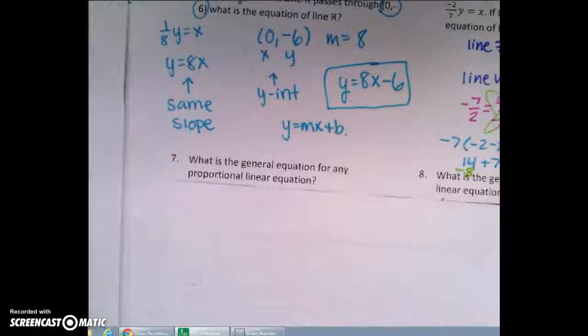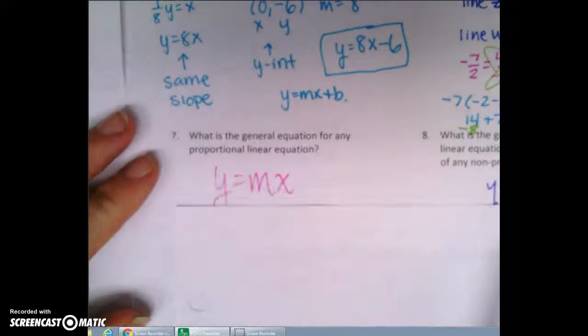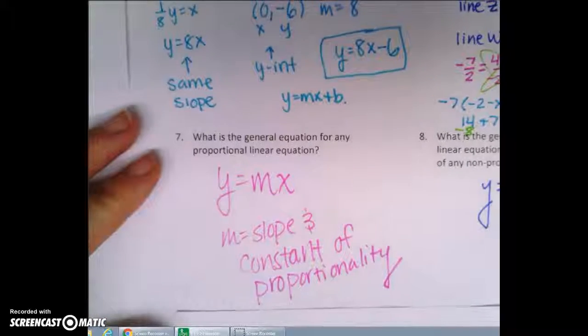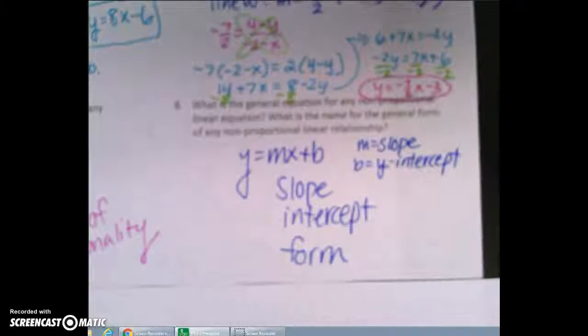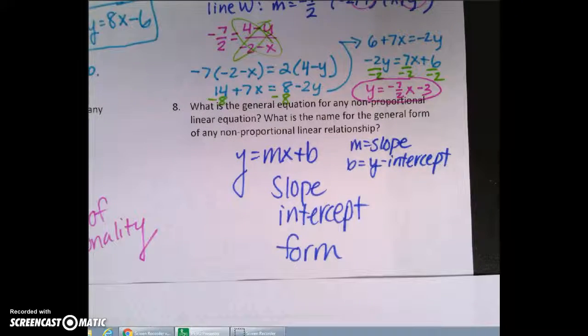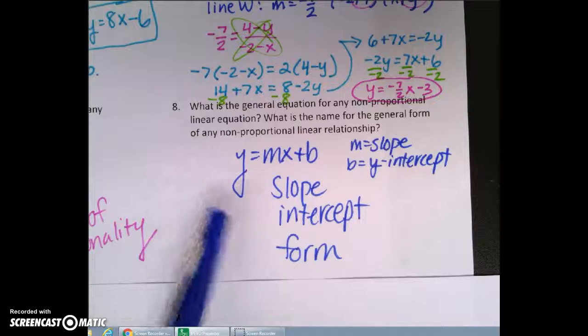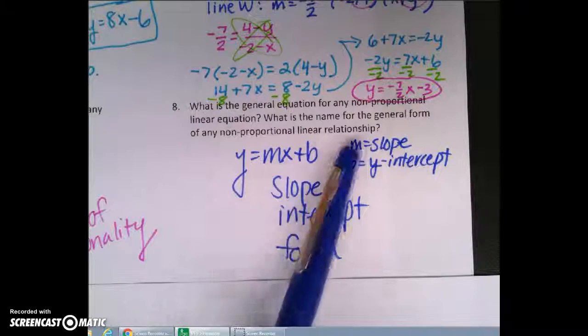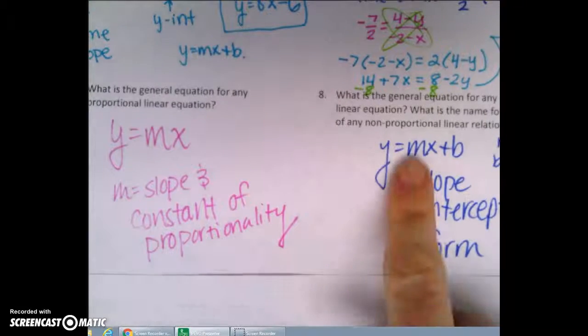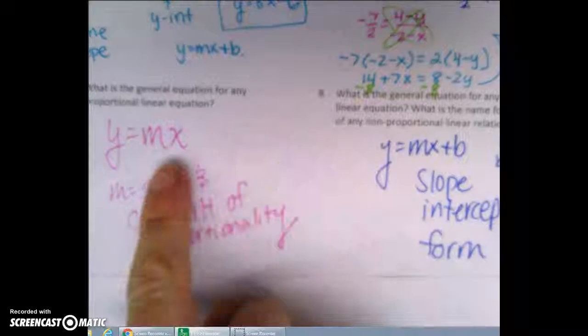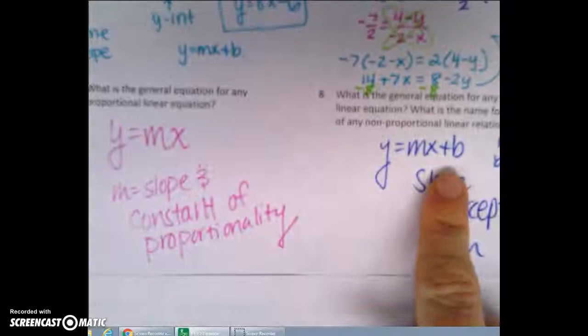Let's take a look. Number 7, what's the general form for any proportional linear equation? Y equals mx, where m is your slope and your constant of proportionality. Number 8, what is the general equation for any non-proportional linear equation? Y equals mx plus b. We call this slope-intercept form. M is your slope and b is your y-intercept. How are these two equations related? Well, slope-intercept form is equal to y equals mx when b is 0.